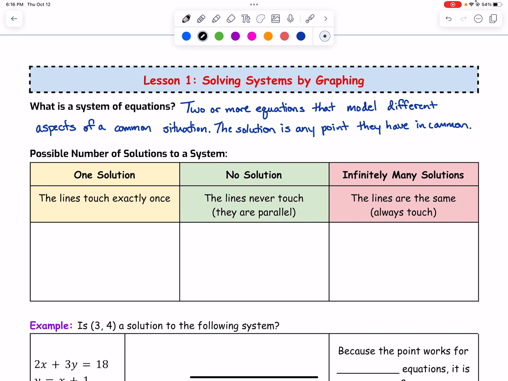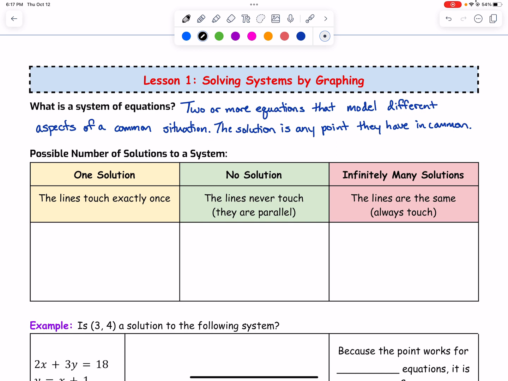In this video, we're going to talk about how to solve systems of equations by graphing. So what is a system of equations? A system of equations is two or more equations that model different aspects of a common situation, and the solution is any point that they have in common.